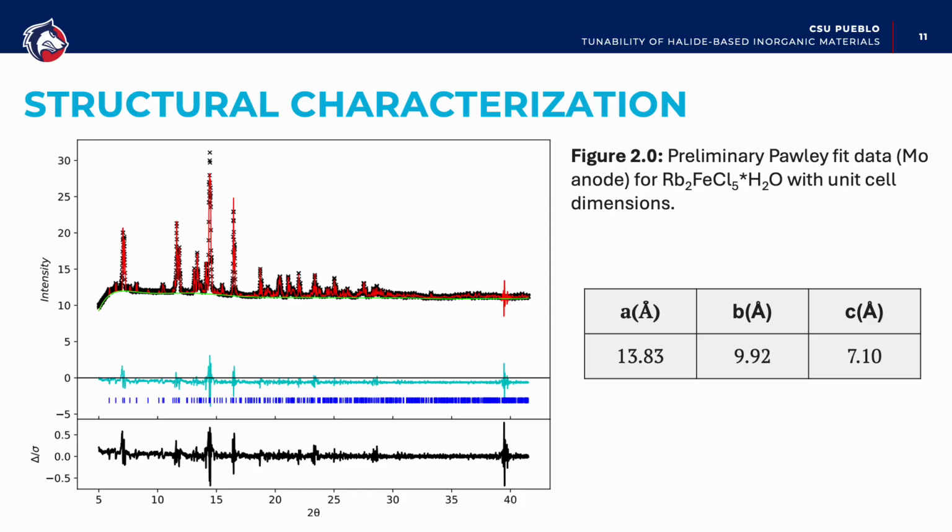For now, we can go ahead and look at the structural refinement done for the hydrated rubidium iron chloride structure. As you can see, this fit is relatively close to the experimental data, supporting that our estimate of the space group was correct. The provided unit cell parameters were also close to previously reported values.